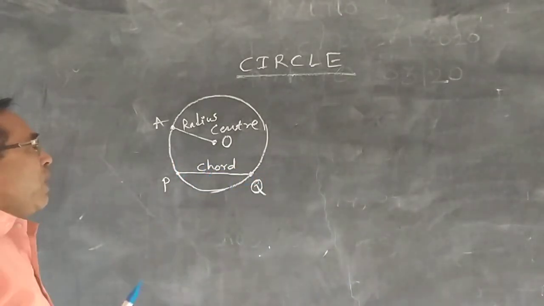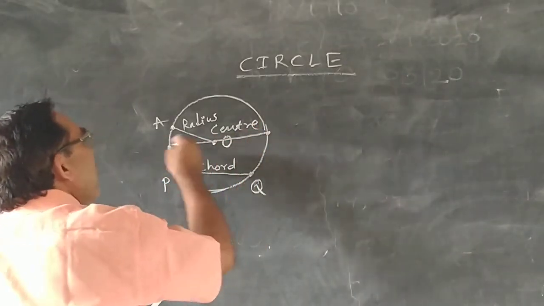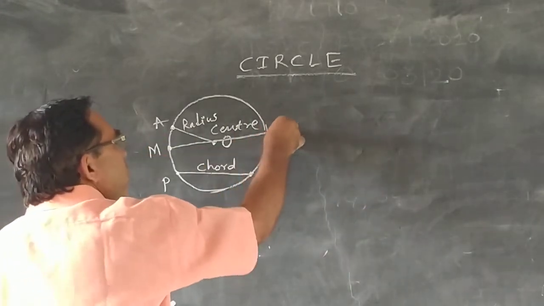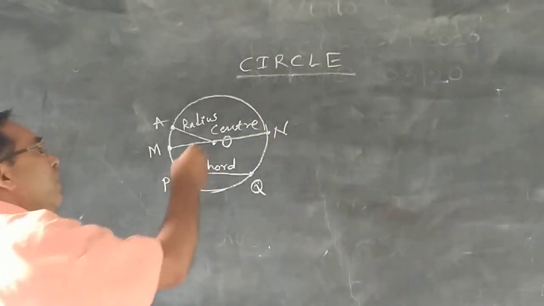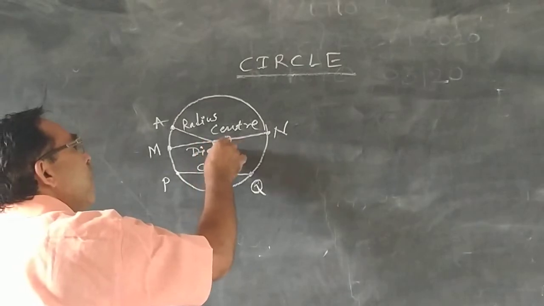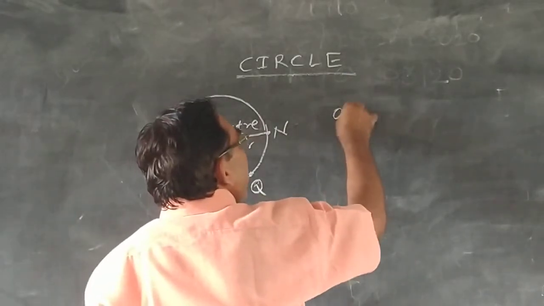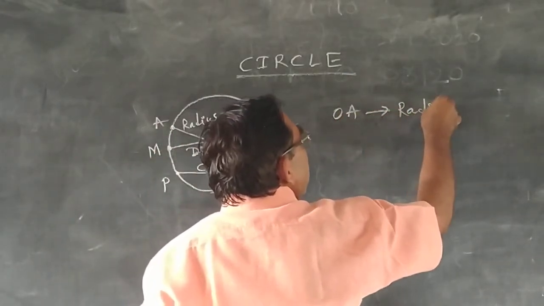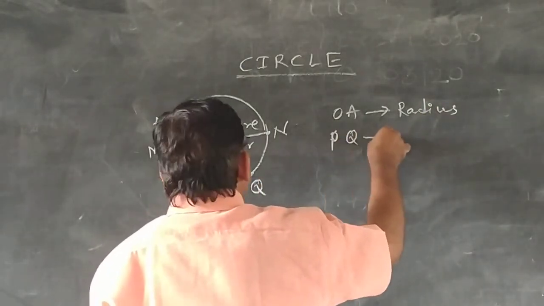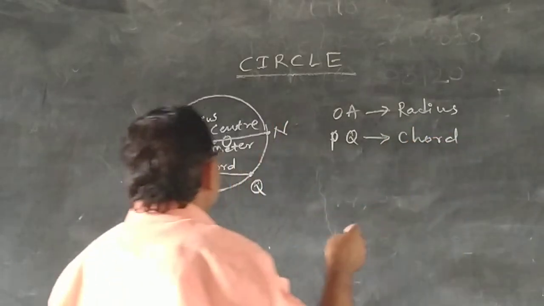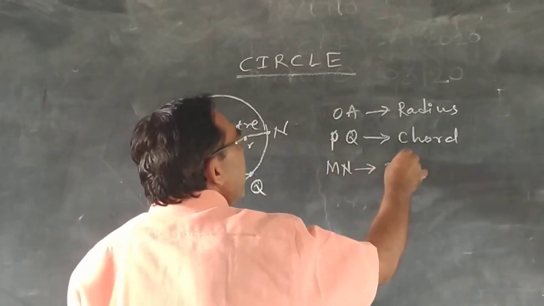Now, if this chord is passing through the center in this way, I give the name MN to this segment. MN is passing through point O, that is the center. It is called a diameter. Some concepts are clear here: OA is the radius, PQ is a chord, and MN is called the diameter.